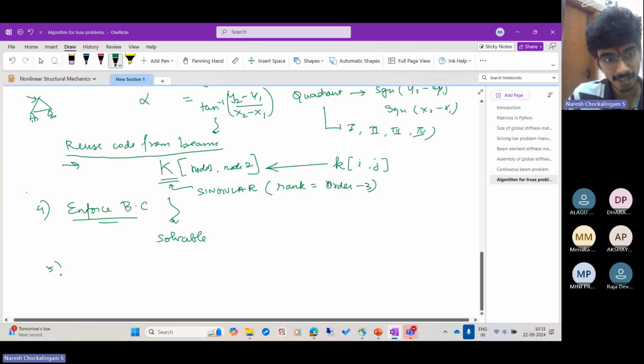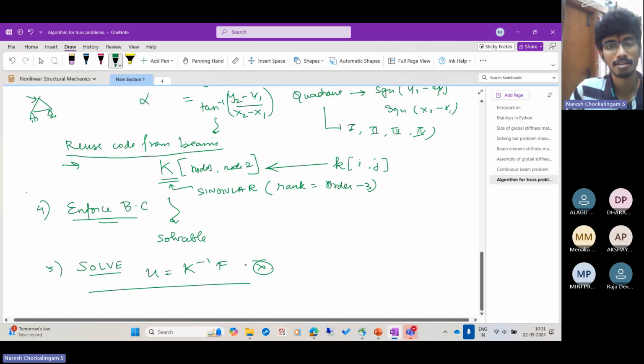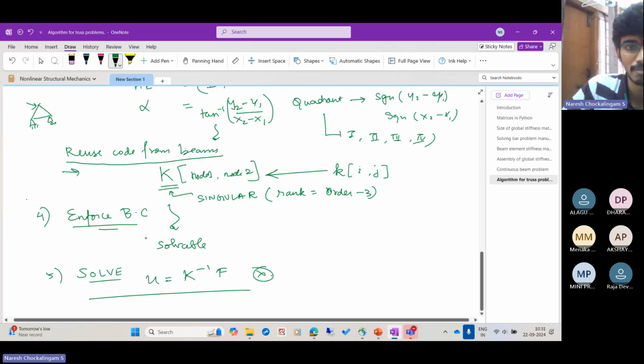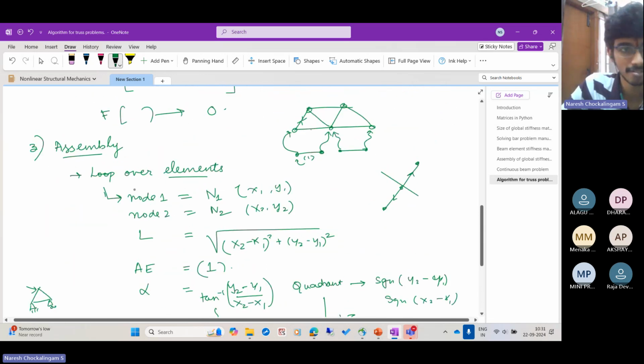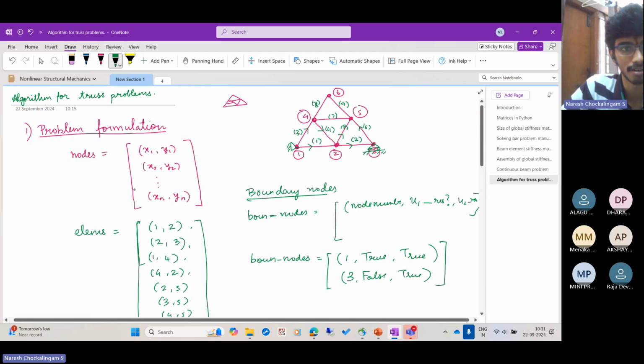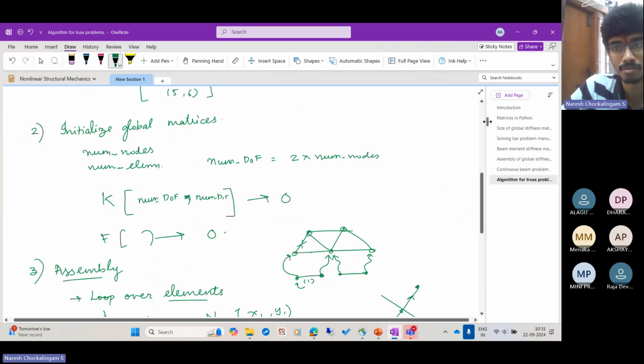And then finally solve. How do you solve? K inverse F is equal to u. So this is the algorithm. Any doubts? So we'll implement it in 10 minutes. It won't take much time, but we need a problem, right? So let us solve a simple problem and then we'll implement it.